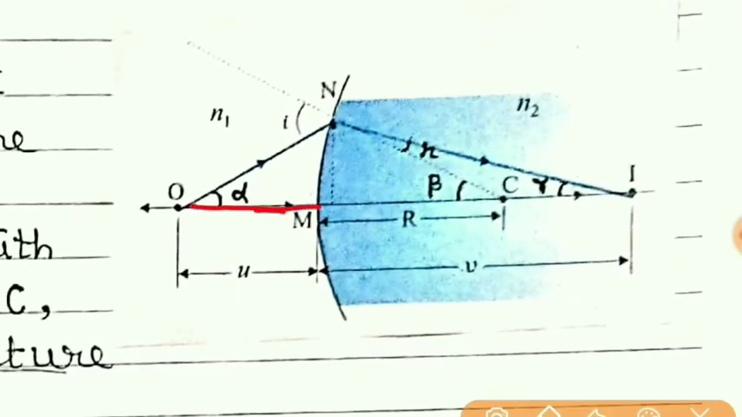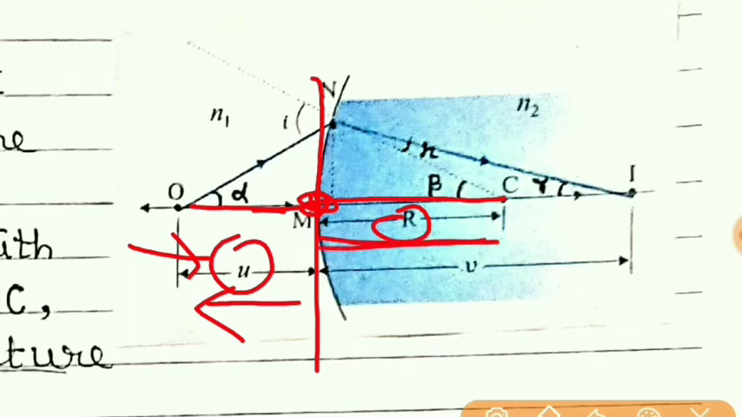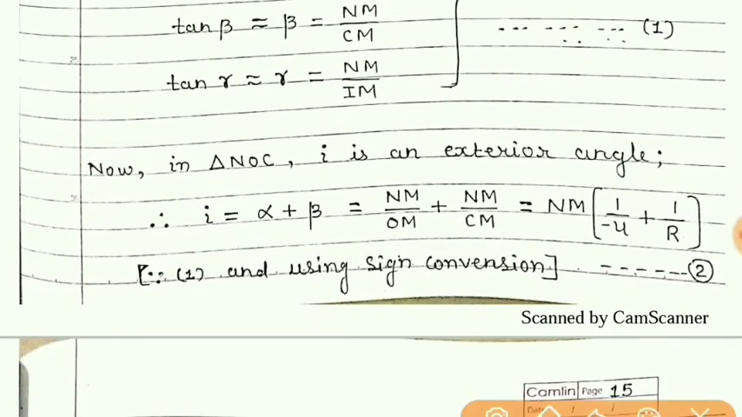This is OM. From this point, it is towards the left side, and that distance is taken negative, and that's why we have taken this u as negative. And here from this point, this side towards the right side, this is R. So R is taken as positive. So that is CM. So students, till here it is clear.